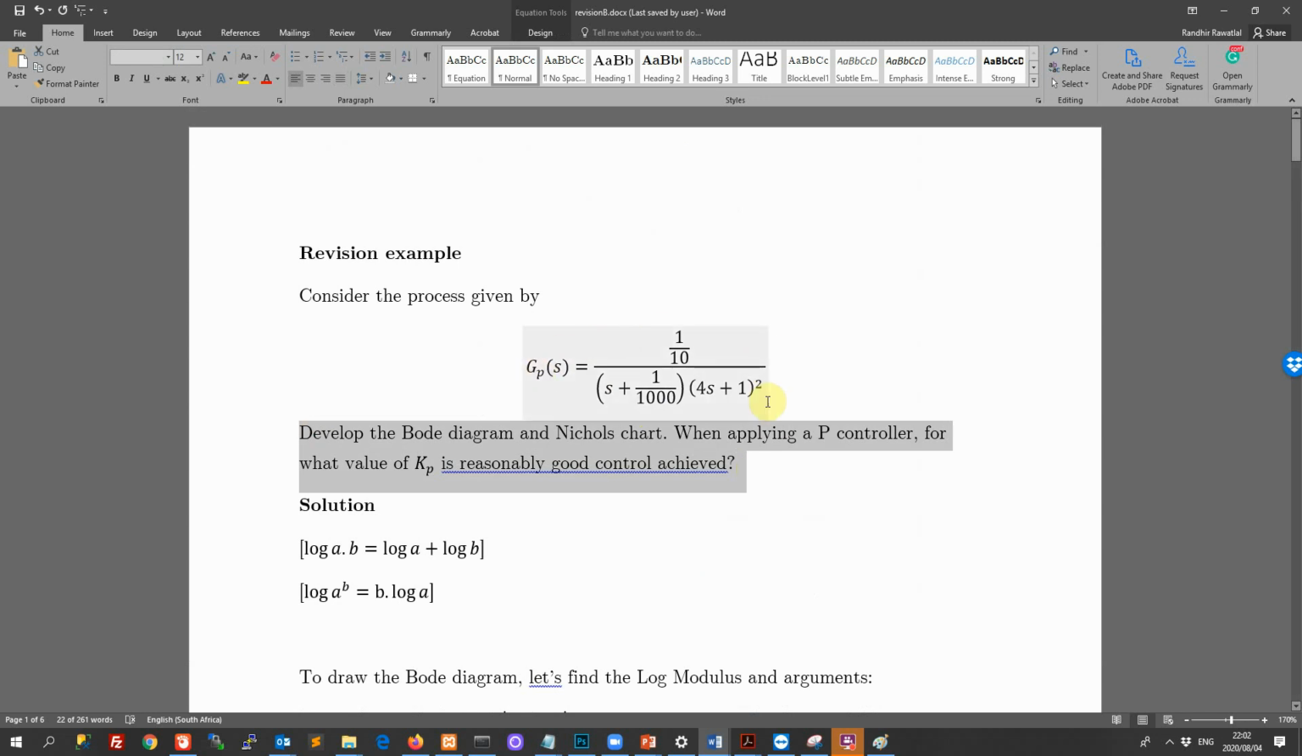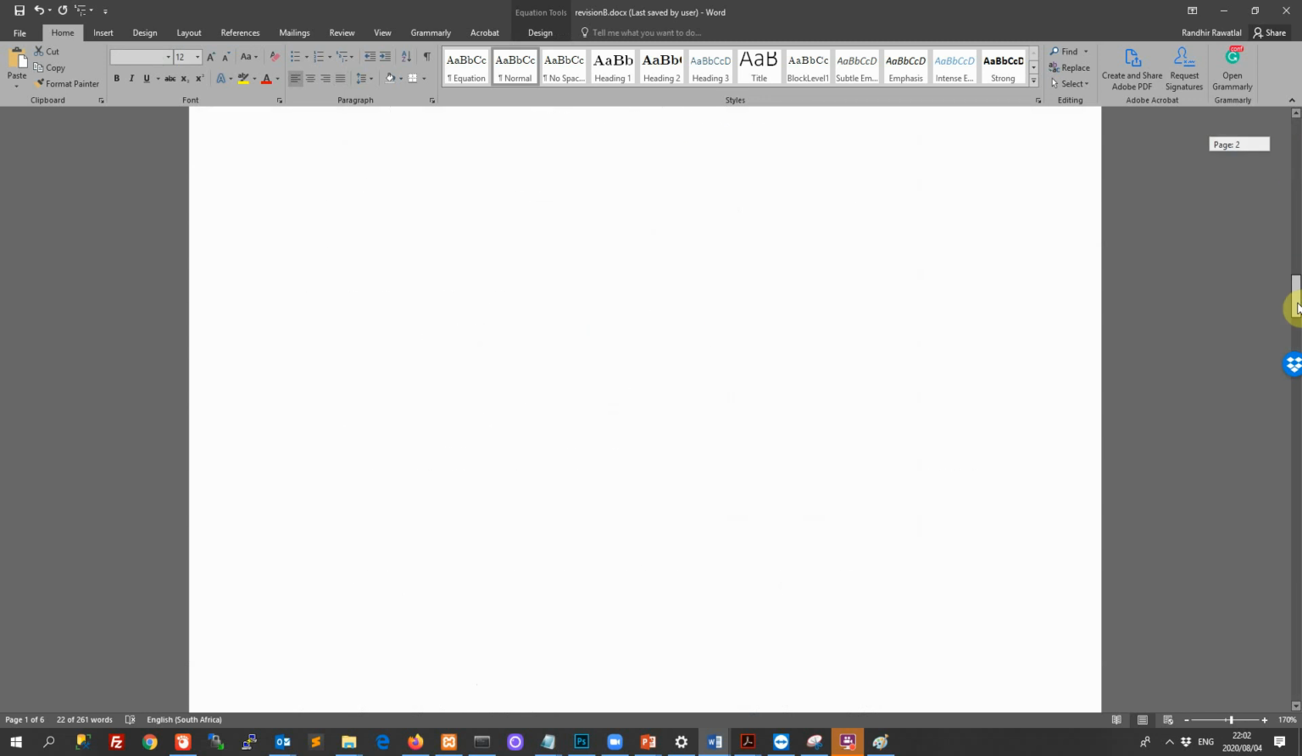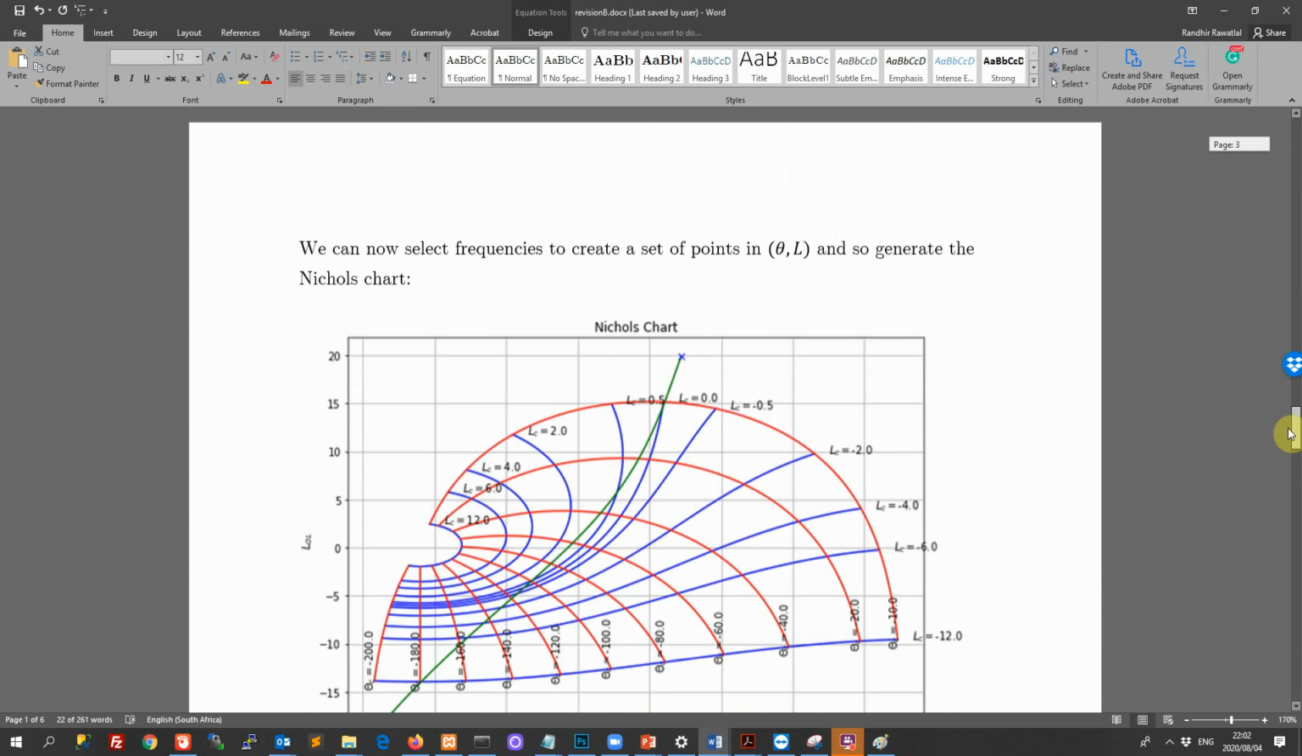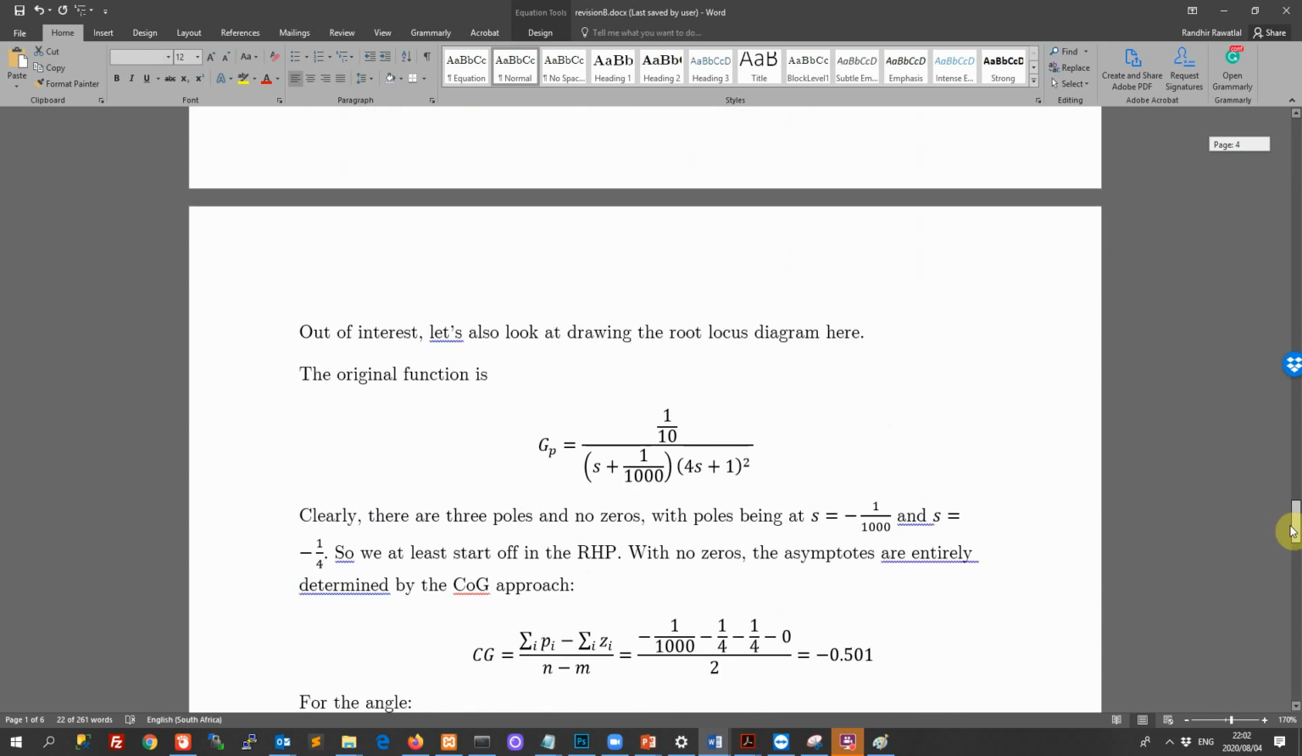Let's do something in addition. Let's just talk about drawing the root locus diagram for this. So if you go over here, that's what I'm doing. So let's go back to the original function in S, and if we wanted to plot the root locus diagram for this, we can use the usual rules. You can see here we've got no zeros for this function.